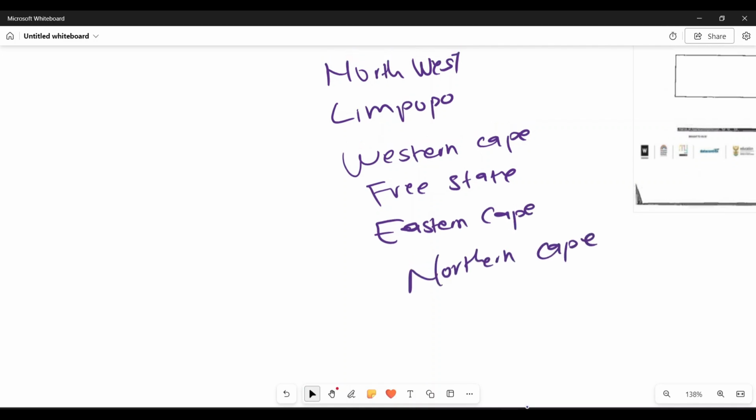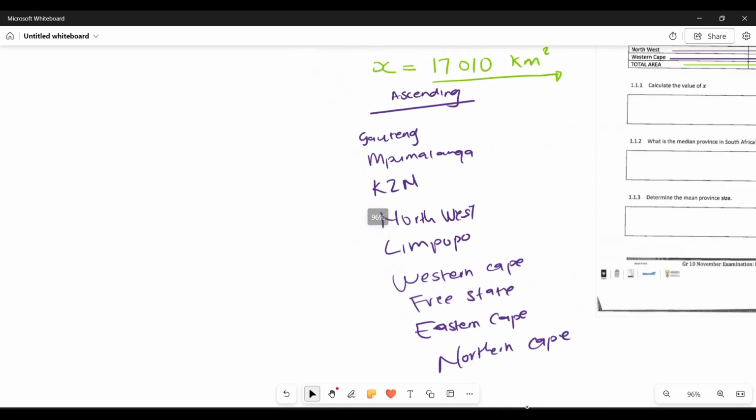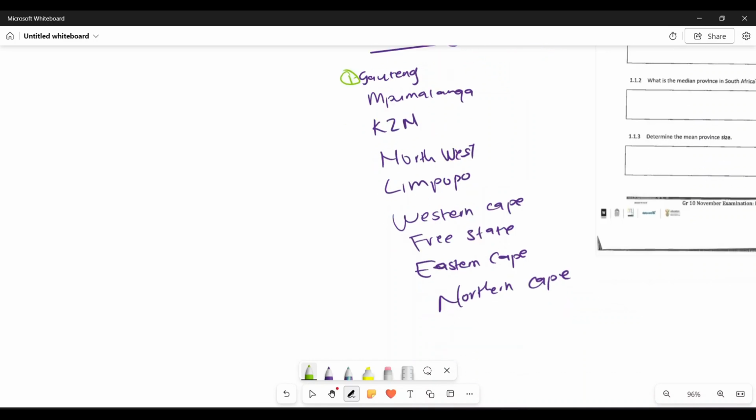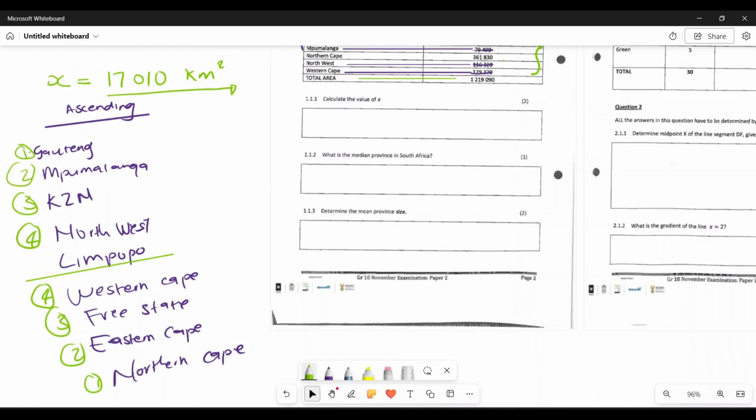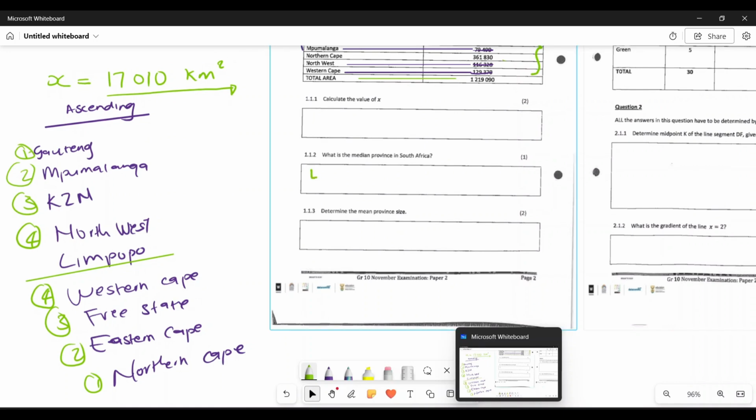Now that I've arranged these in ascending order, let me try to determine the middle province. All right. So now here I have 1. The bottom here is 1. Make this 2, up until I get to the middle province. This is going to be 3. This is going to be 4. Now this is my median province, which is Limpopo. So in this case, it is the 5th province, Limpopo.